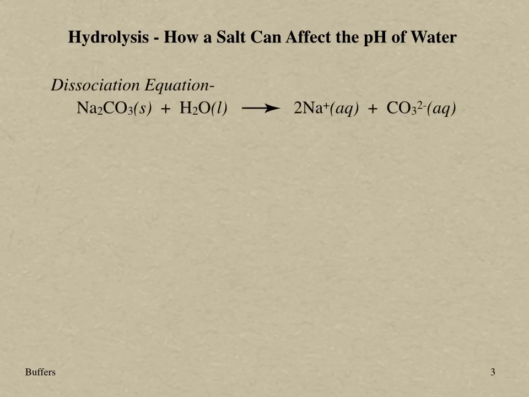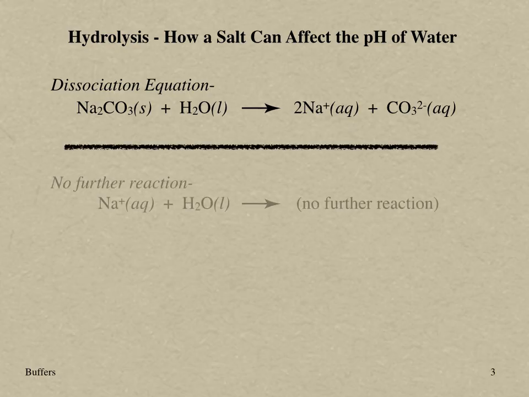Consider the salt sodium carbonate. This salt is soluble in water, and it dissolves to form two ions, the sodium cation and the carbonate anion. This equation is called the dissociation equation and simply shows the dissolving of the salt in water. The sodium ion is the conjugate of a strong base, so it will not affect the pH of water. There is no further reaction of this ion with water.